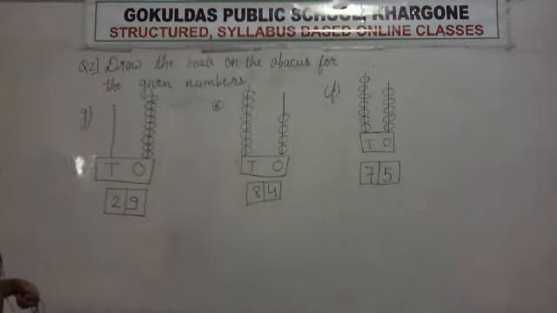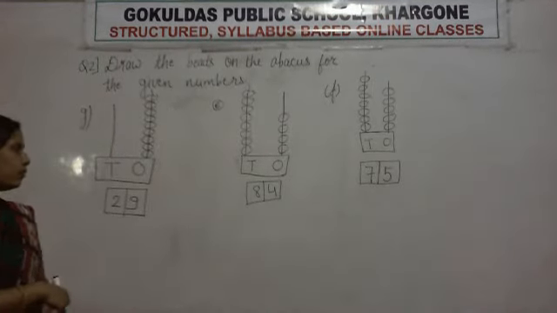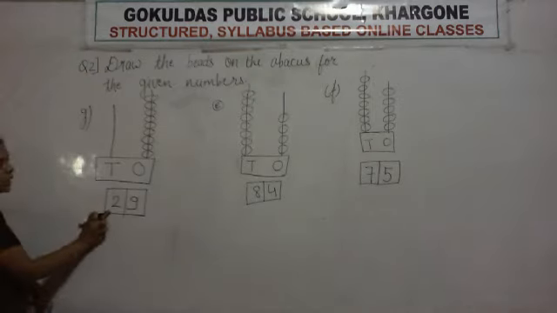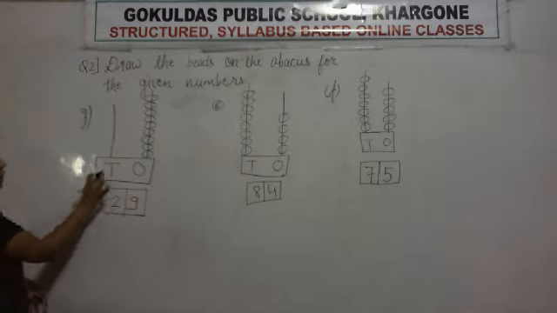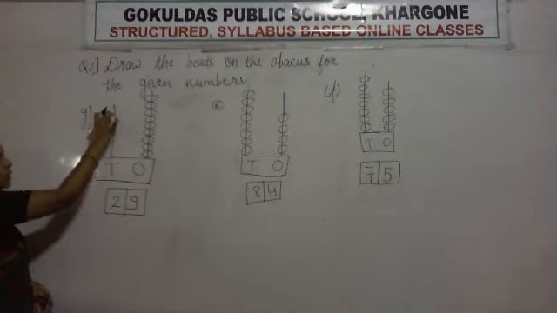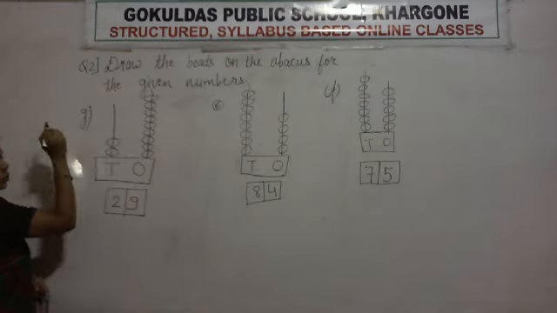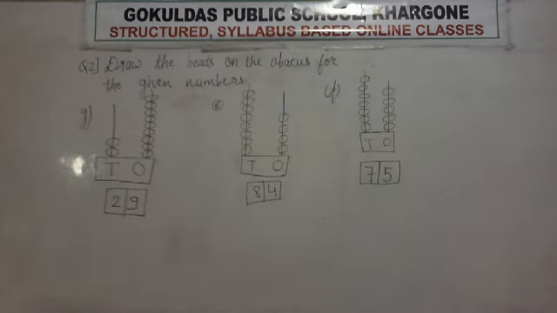The number of beads at ones place is 9. Now which number is at tens place? 2. So how many beads do we have to draw here? 2 beads. Draw 1, 2. So which number is formed? 2929. Copy the question from the board.